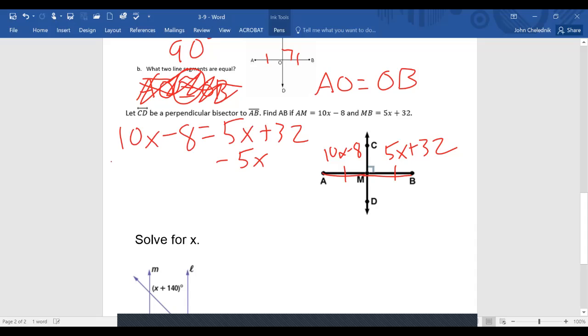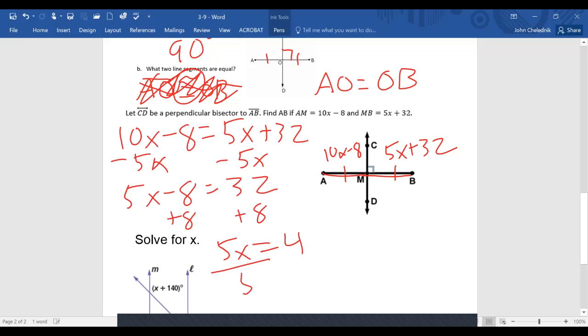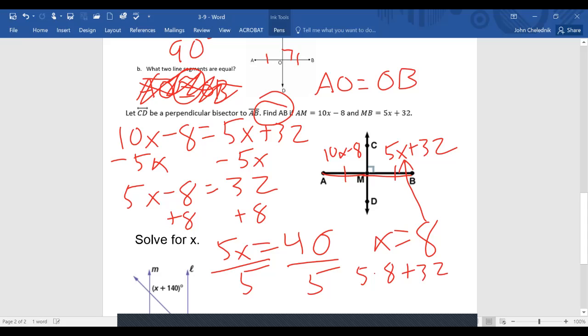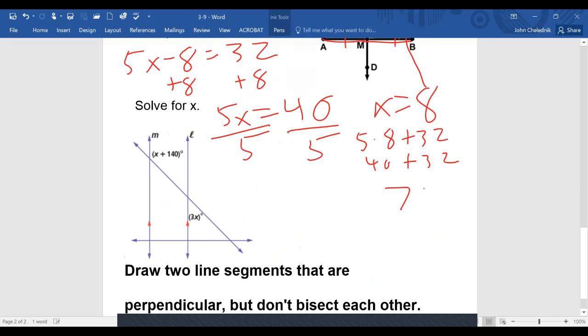We subtract 5x from both sides, you'll get 5x minus 8 equals 32. Add 8 to both sides, you're going to get 5x equals 40. Divide by 5 on both sides, you're going to get x equals 8. Is that what they're asking? No, they want us to find AB. So I need to take this x and plug it in. I plug 8 in right there. I get 5 times 8 plus 32 is equal to 40 plus 32, which is equal to 72.